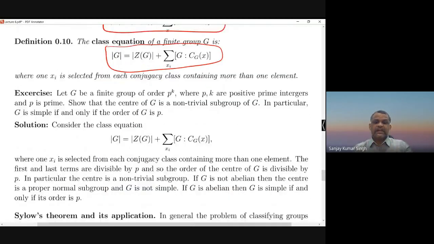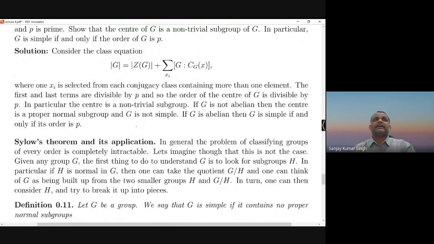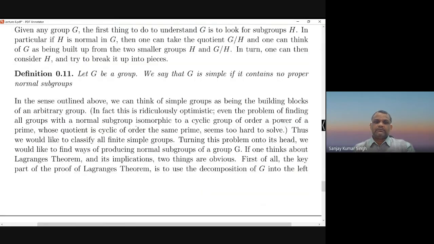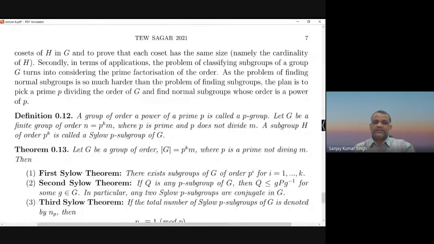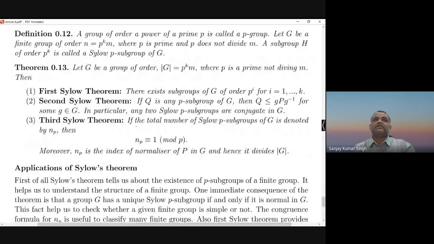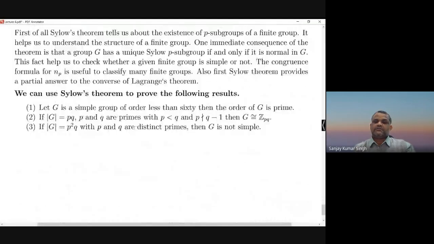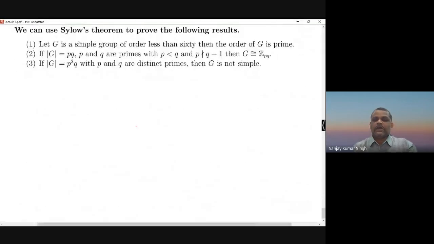In this direction, there is something called Sylow's theorem, which is helpful to understand the normal subgroups of any given group. Of course, I don't have too much time to say more about that, but I have kept them in my notes. And yes, so now I will end today's lecture, and if you have any question, you can ask.